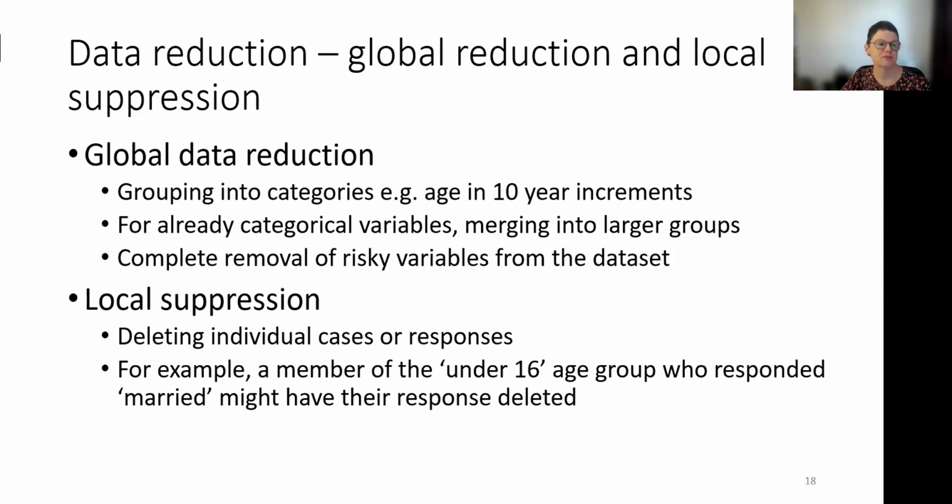Local suppression means deleting individual cases or individual responses. For example, if you've got that one very young respondent in the data set who is married or divorced or whatever, you might just delete their response rather than trying to mess with the marriage variable any further.